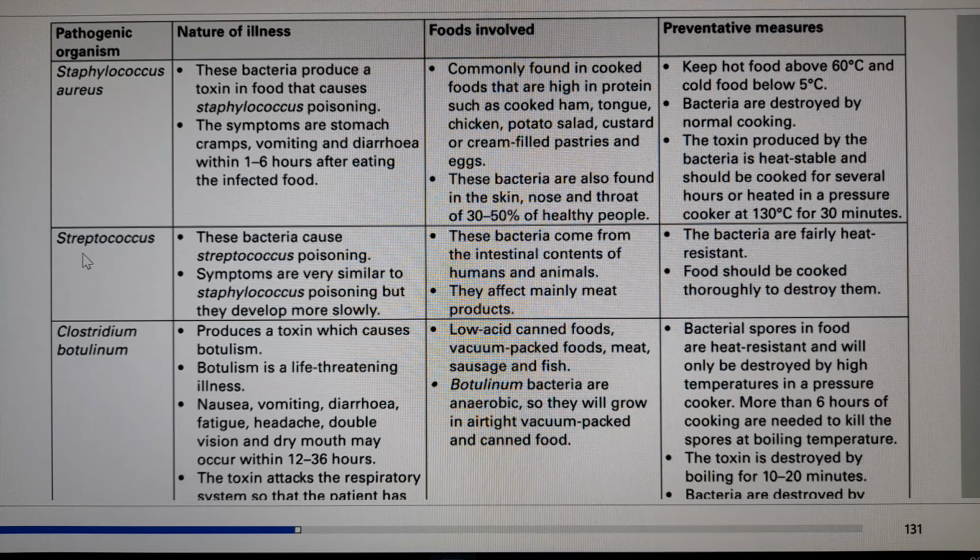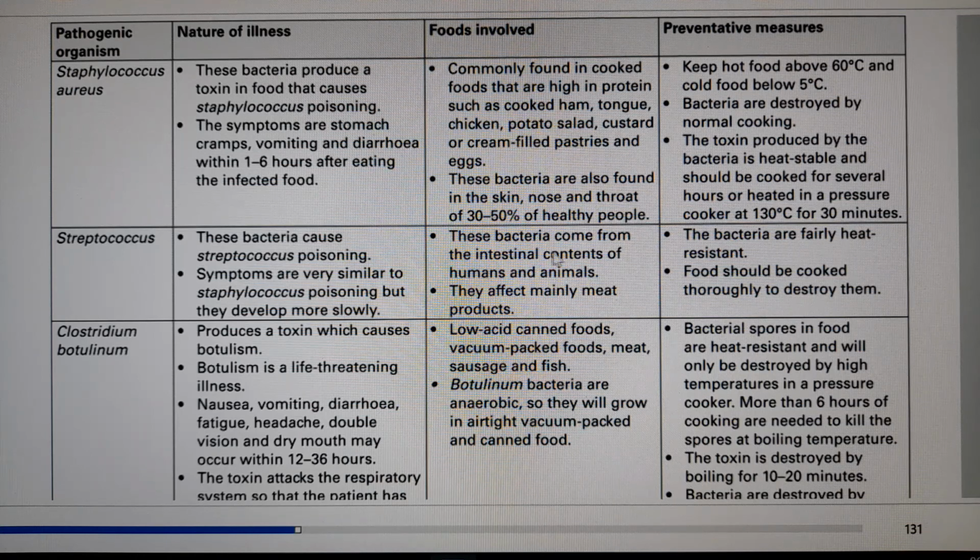Okay. And then the second pathogenic microorganism is Streptococcus. This bacteria causes streptococcus poisoning. Symptoms are very similar to staphylococcus poisoning, but they develop more slowly. Which means this one, if it takes 1 to 6 hours, this will take a little bit longer. But still the symptoms will be the stomach cramps, vomiting, diarrhea.